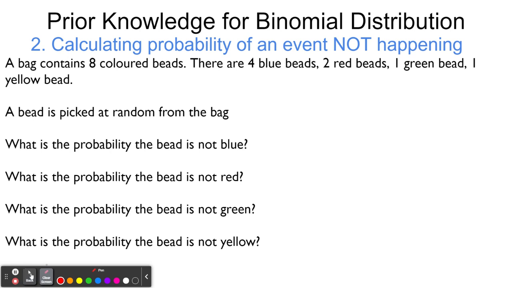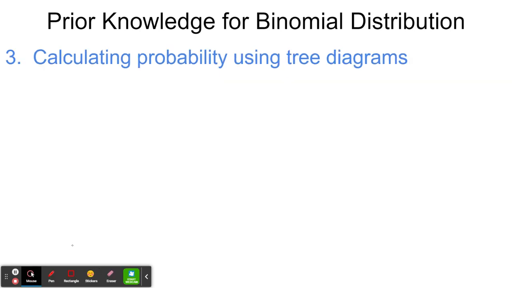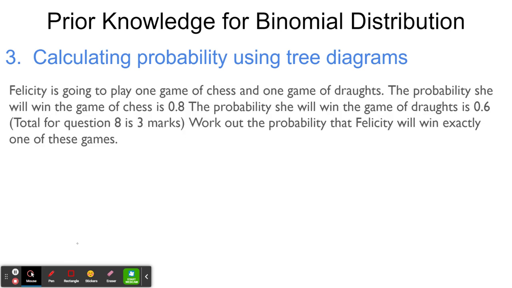So that's part 2. The third thing that we need to be good at and understanding is using tree diagrams. So Felicity is going to play 1 game of chess and 1 game of drafts. So we're going to have the first set of branches is for the chess game, and the second set is for the drafts game.